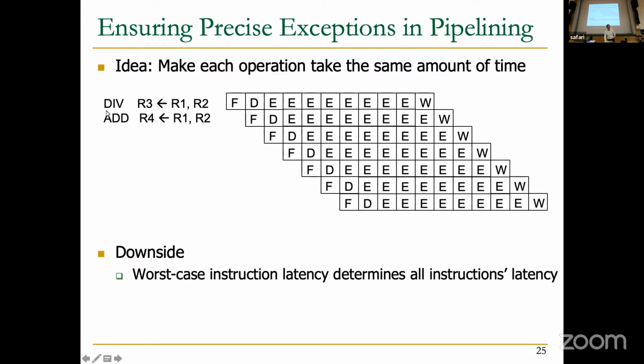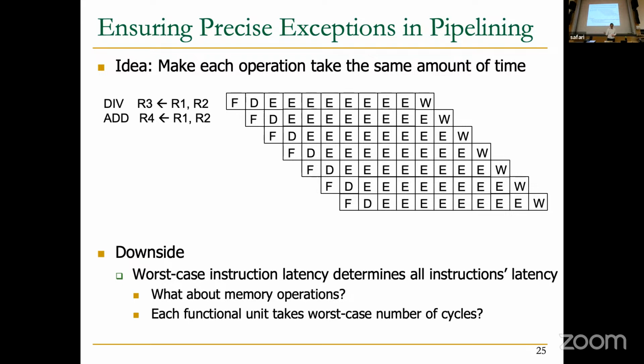But unfortunately, this fast instruction, the add instruction, is taking as long as the slowest instruction. In fact, every instruction needs to take as long as the slowest instruction. That's the problem. The worst case instruction latency determines all instructions' latency. This should really remind you of the single cycle architecture and why we got rid of it earlier. For example, memory operations can take, I don't know, hundreds of nanoseconds, right? So does it really make sense to have each functional unit take the worst case number of cycles? The answer is it doesn't in the end. But this is a solution, not a good solution.